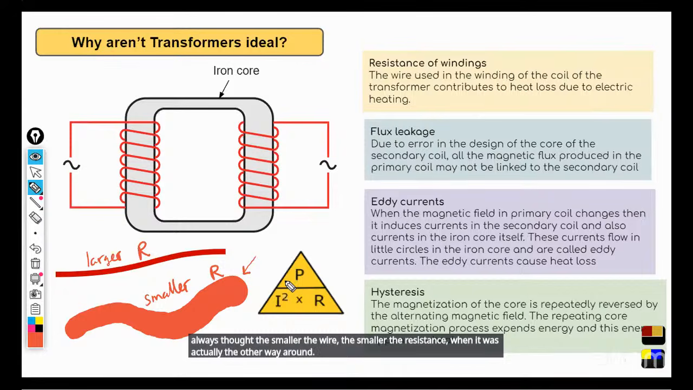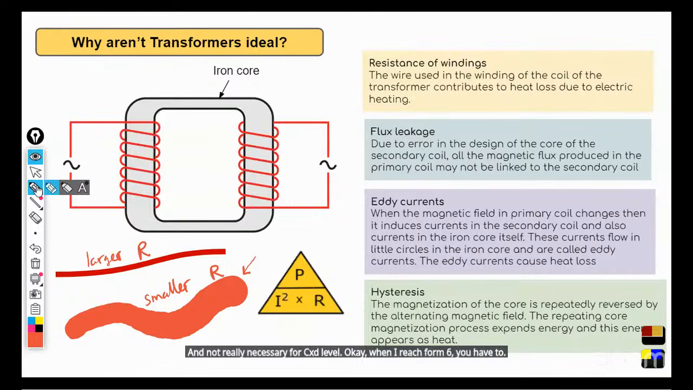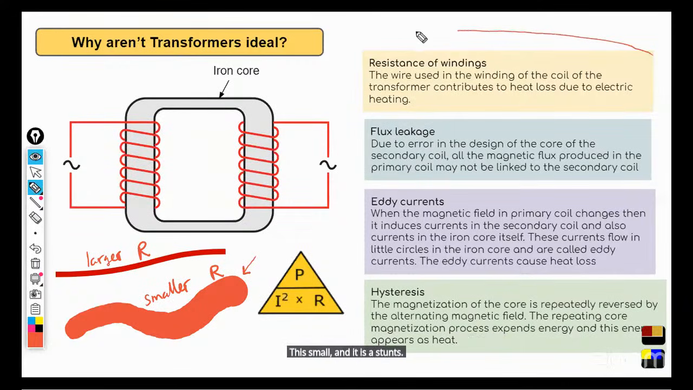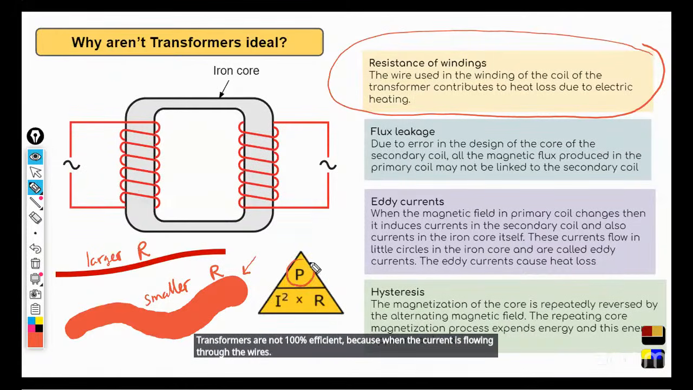Don't think about it too much. I know some of y'all are asking why. It's not really necessary for CXC level. When you reach Form 6, you have to know why the thicker the wire, the smaller the resistance. So this here is the first reason why transformers are not 100% efficient: when the current is flowing through the wires, there must be some power loss.